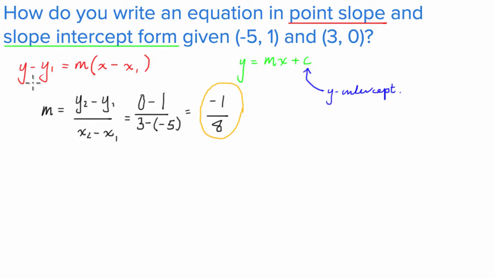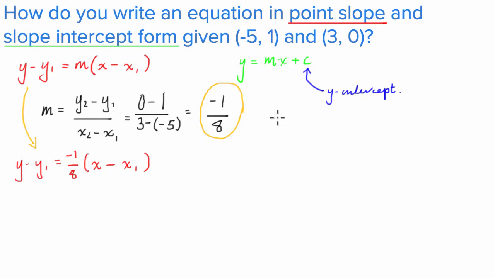Cool. So let's now go about working out the point slope form. In the point slope form, all we do is we substitute in our gradient. So we're going to have y minus y1 equals m, bracket, x take x1, close bracket. We then get rid of the m, and we're substituting in -1 divided by 8. Cool.